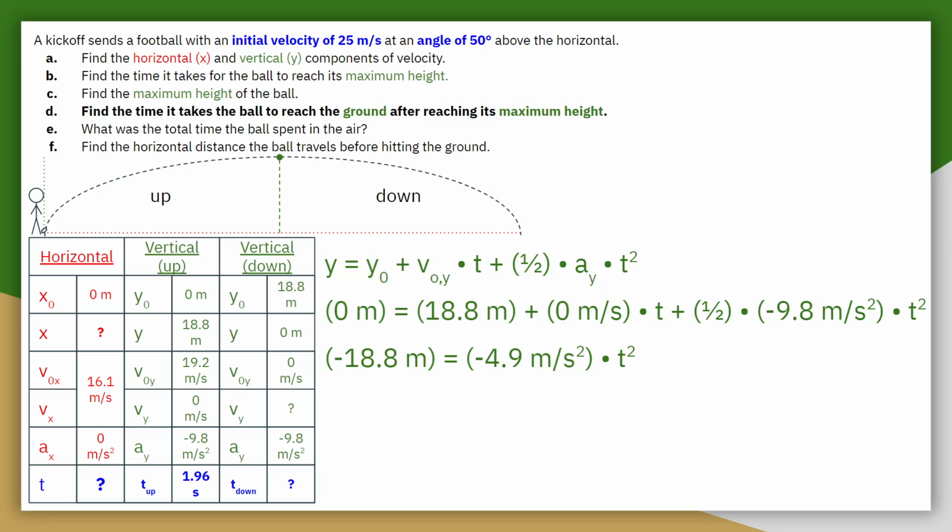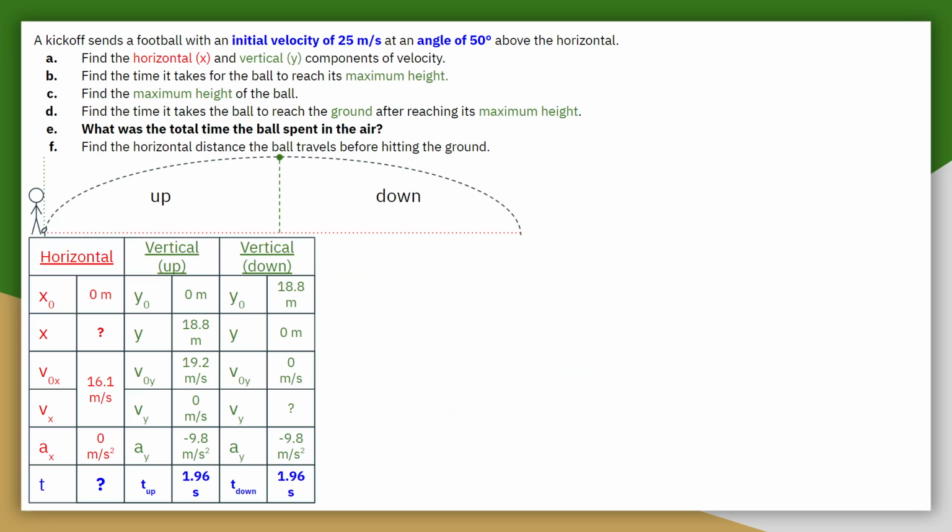We can subtract the 18.8 meters from both sides and simplify down the rest of the rightward term. Divide both sides by the negative 4.9, which would give us 3.84 with units of seconds squared. That's equal to time squared. Take the square root of both sides, and then the time it takes for the ball to return to the ground is 1.96 seconds. That is the total time the ball was spent in the air.